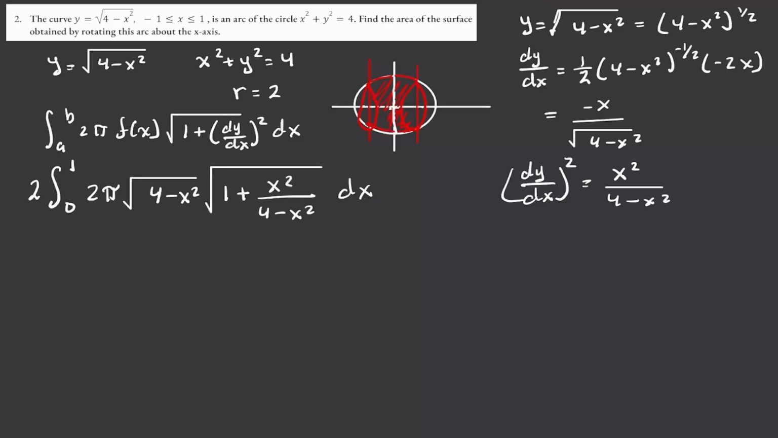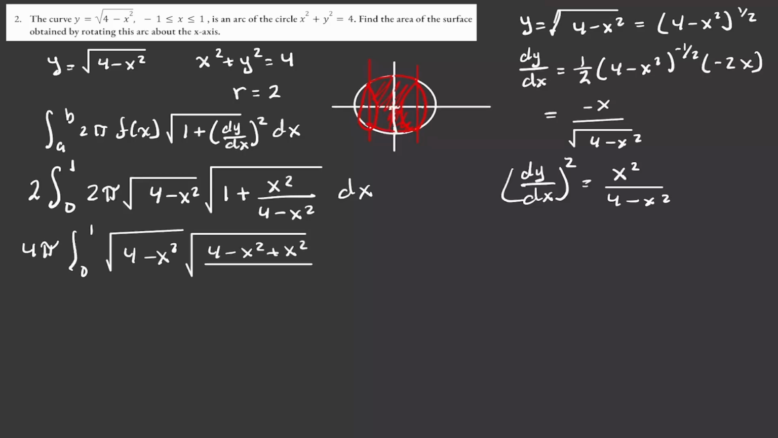Now here I am going to pull out the 2 pi. So I would have 4 pi times the integral from 0 to 1 of the square root of 4 minus x squared times, now I'm going to add the 1 plus the x squared over 4 minus x squared, and I would have 4 minus x squared plus x squared all over 4 minus x squared, dx. Now here I am going to rewrite the function as 4 minus x squared.